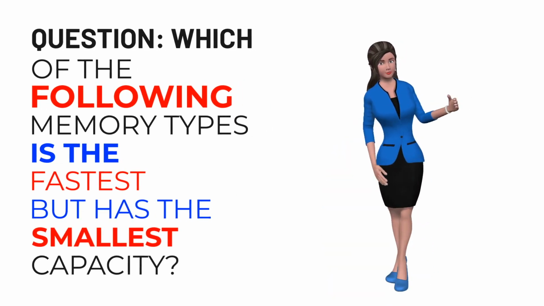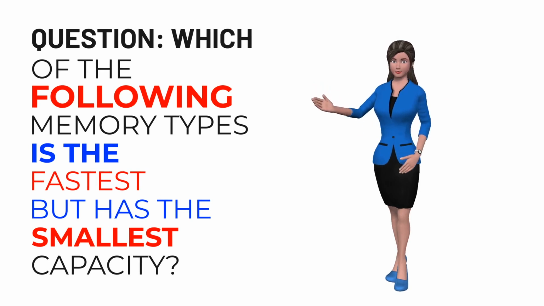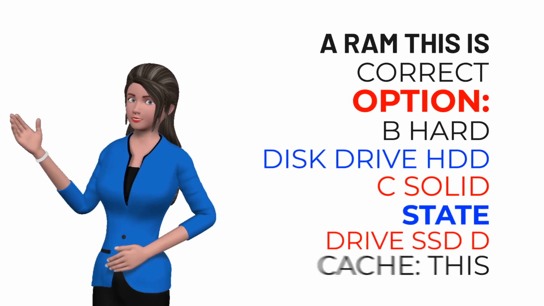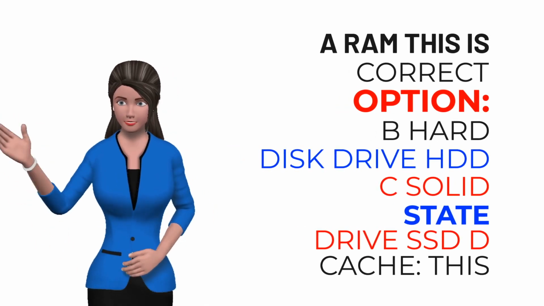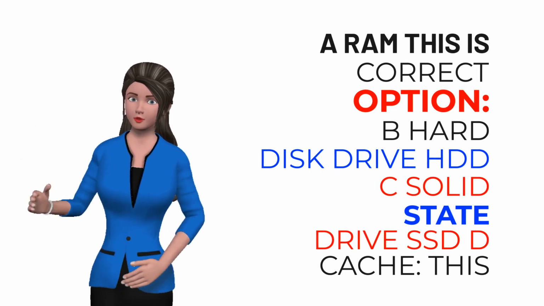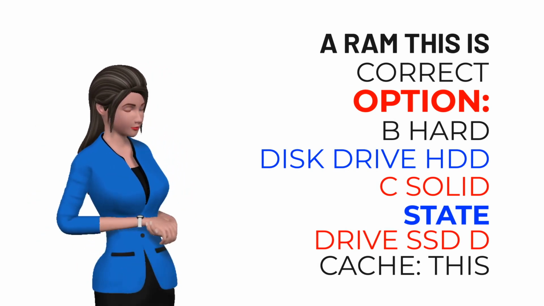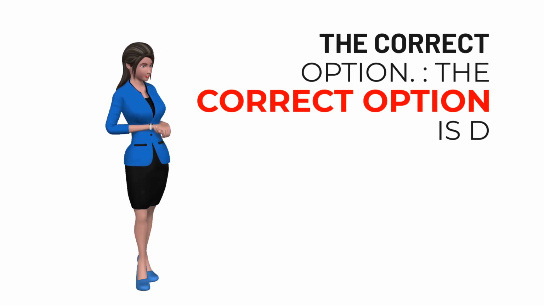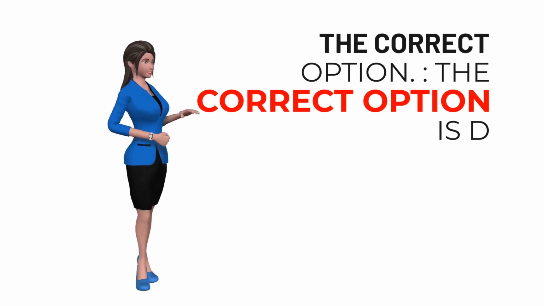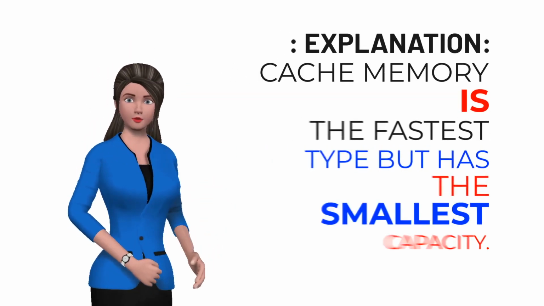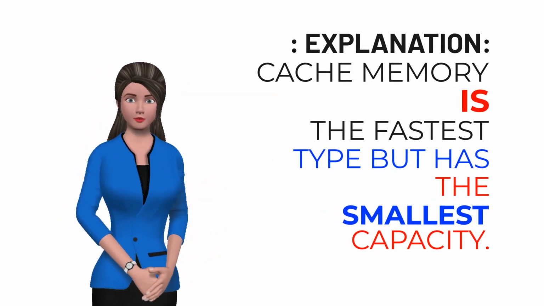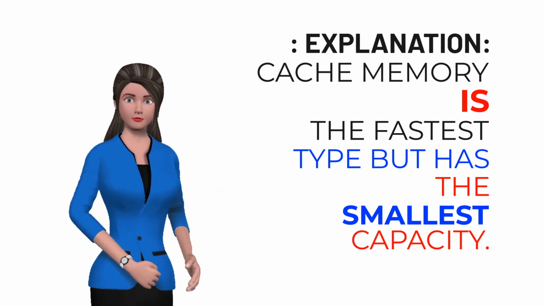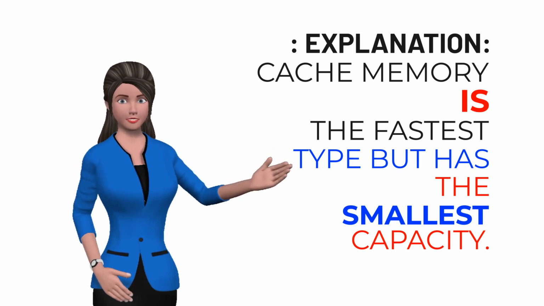Question. Which of the following memory types is the fastest but has the smallest capacity? A. RAM. B. Hard disk drive, HDD. C. Solid state drive, SSD. D. Cache. The correct option is D. Explanation. Cache memory is the fastest type but has the smallest capacity. RAM is faster than HDD and SSD but slower than cache.